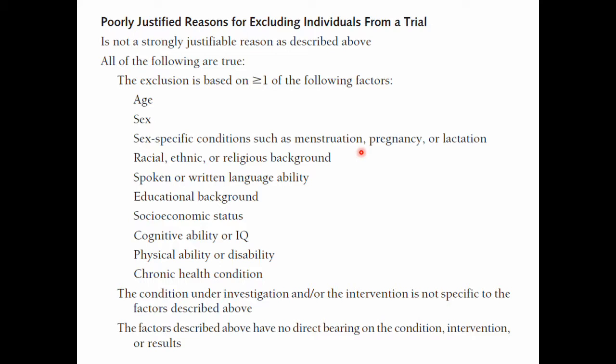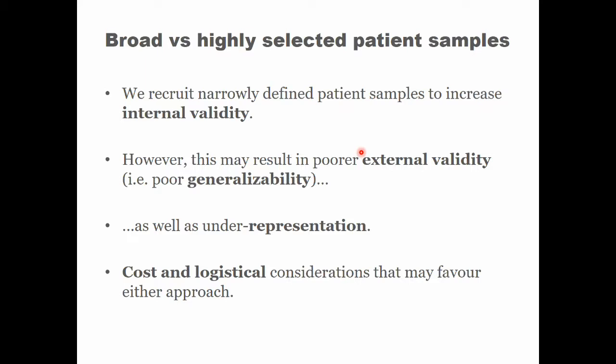All right, so generally, we can break this down into 4 areas. One is that when we recruit a narrowly defined patient sample, we often do so to try to increase internal validity. In fact, that's the only reason, except for maybe a cost reason, to recruit a narrowly defined sample. But it might be, in some circumstances, I would argue, the most important reason is to maintain the internal validity of the trial. So we'll break down all of these different things.